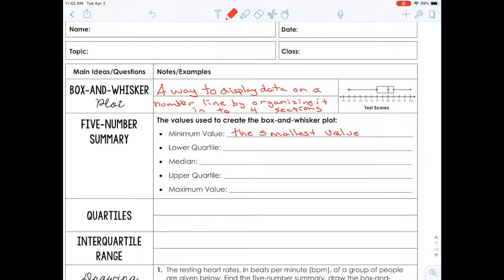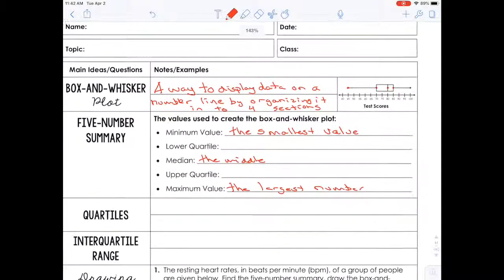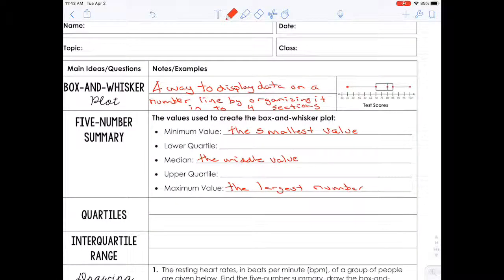And then let's just do all the easy ones first. So the maximum value is, of course, the largest number. And then the median is the middle value. And then just remind yourself, small to large order. Okay, so far that's all review.